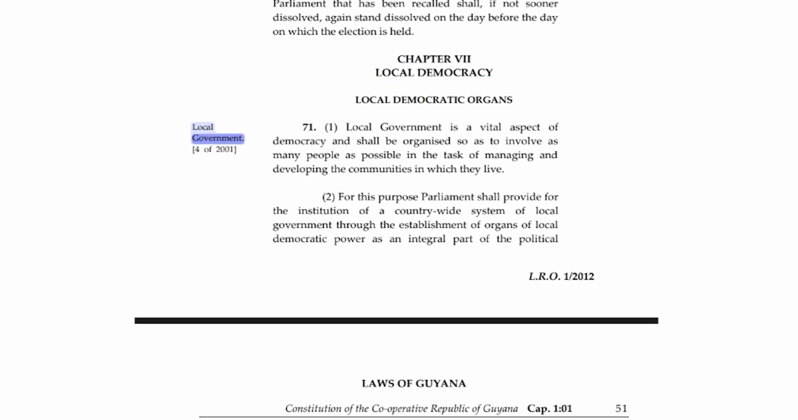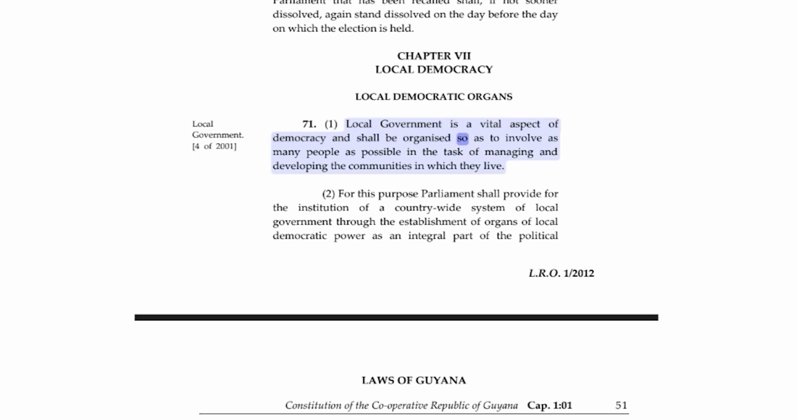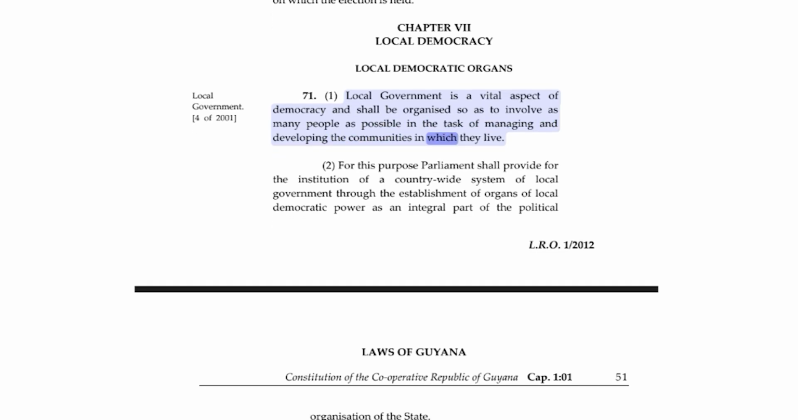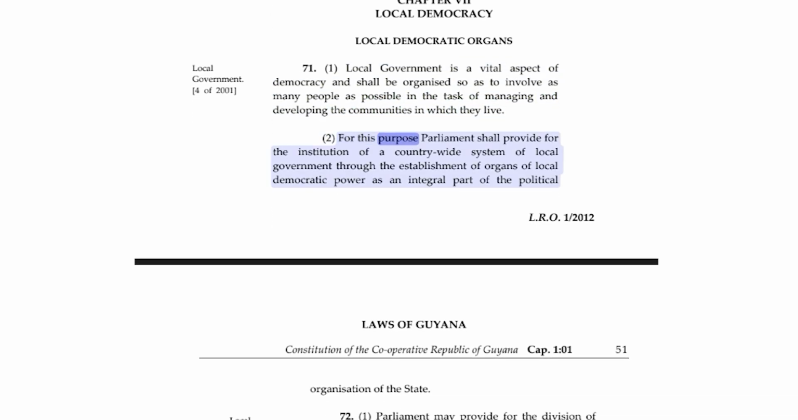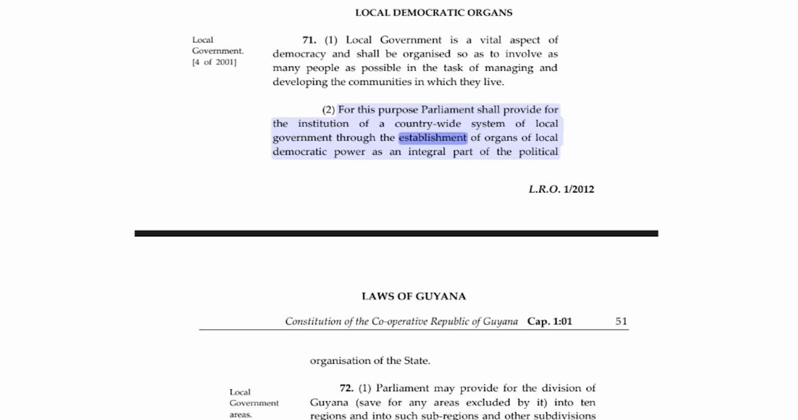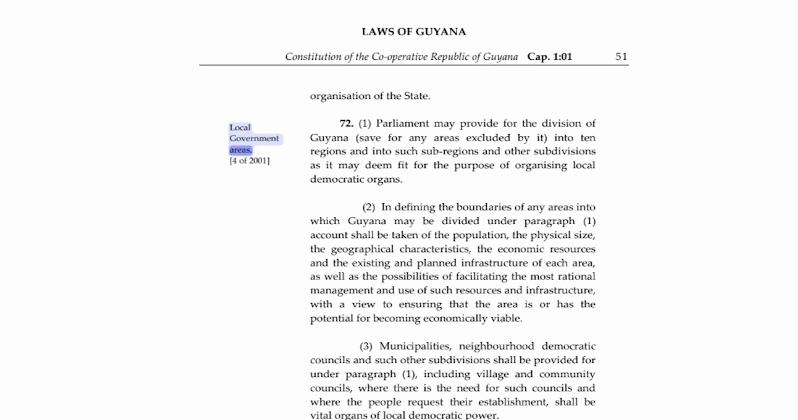Local Government. 4 of 2001. 71. 1. Local government is a vital aspect of democracy, and shall be organized so as to involve as many people as possible in the task of managing and developing the communities in which they live. 2. For this purpose, Parliament shall provide for the institution of a countrywide system of local government, through the establishment of organs of local democratic power, as an integral part of the political, local government areas.